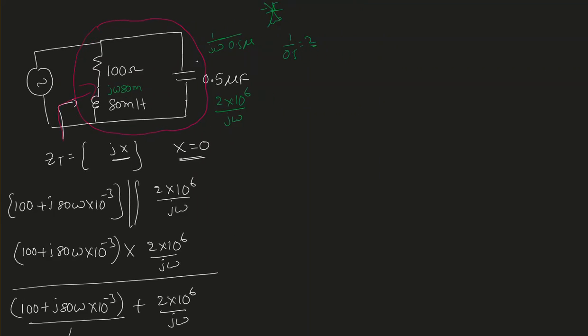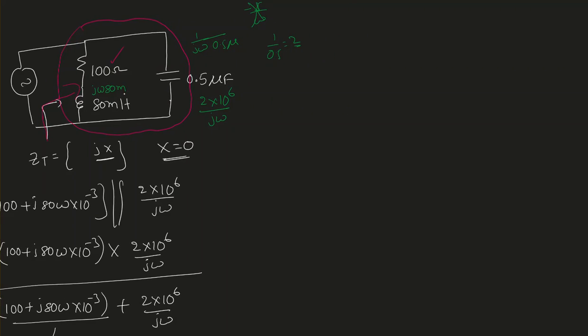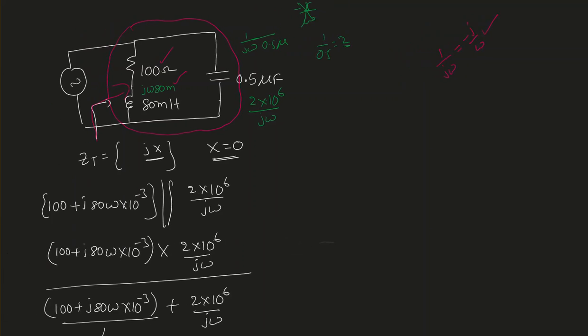So 100 ohms is okay, it's going to be 100 ohms. This is j omega 80 milli-ohm, and this is 1 over j omega 0.5 micro. Always keep 1 over j omega as it is. Do not write this as minus j over omega. I mean, this is true, but at the same time it's going to mess up lots of our calculations. So do not separate j and omega, keep the j and omega together.